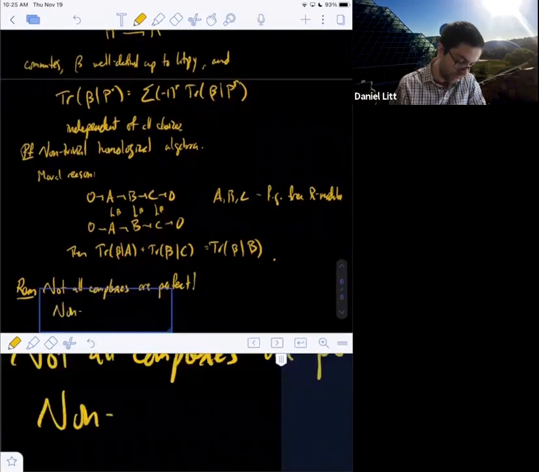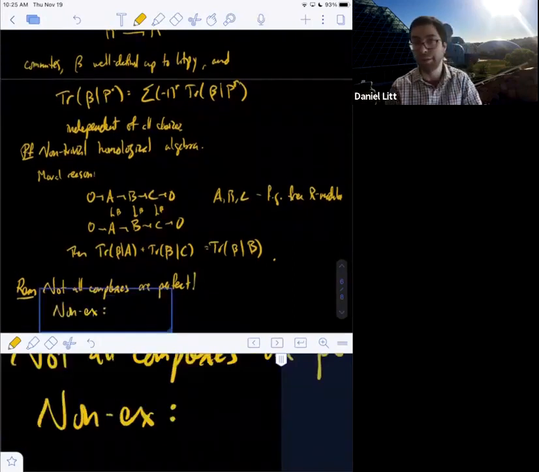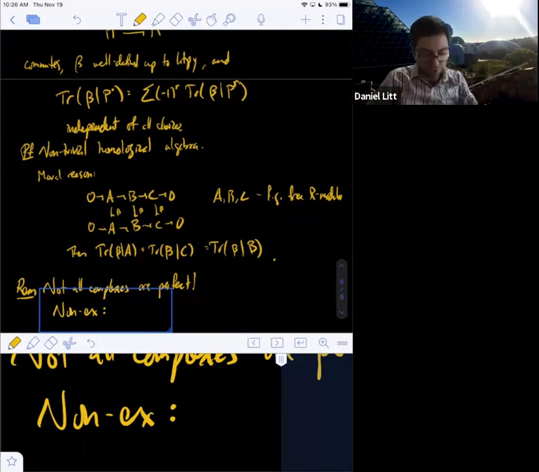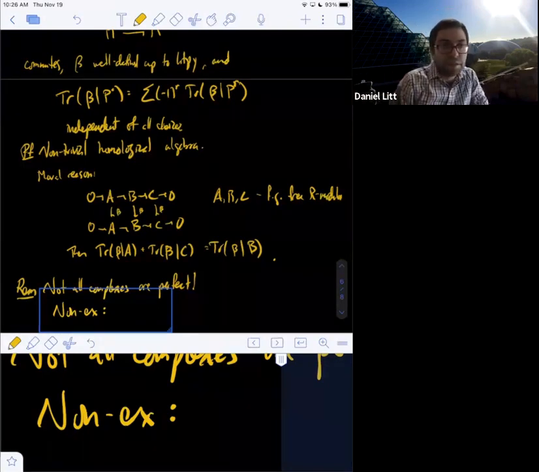Can anyone give me an example of a complex which is not perfect? It's very easy to give examples of complexes that are perfect: you just take a complex of finitely generated free R modules, where R is your ring. So can anyone give me an example of a complex which is not perfect? Yeah, so Jingwon says non-smooth stuff.